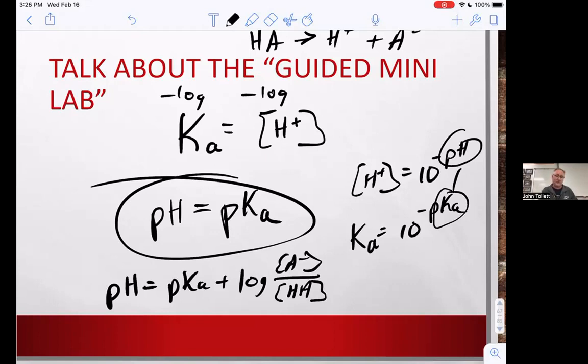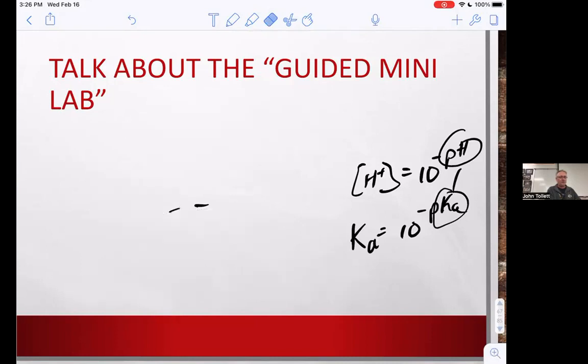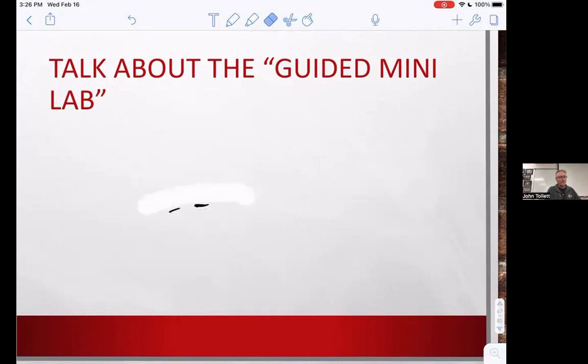Titration calculations, that is. So you could technically use this instead of doing RICE tables for everything. Now, I'm getting ahead of myself because that's in our next unit. But I did want to bring you back and show you what's going on there. I've got another video explaining it, but it didn't go into that much detail. And perhaps that'll help you get through your guided mini lab.